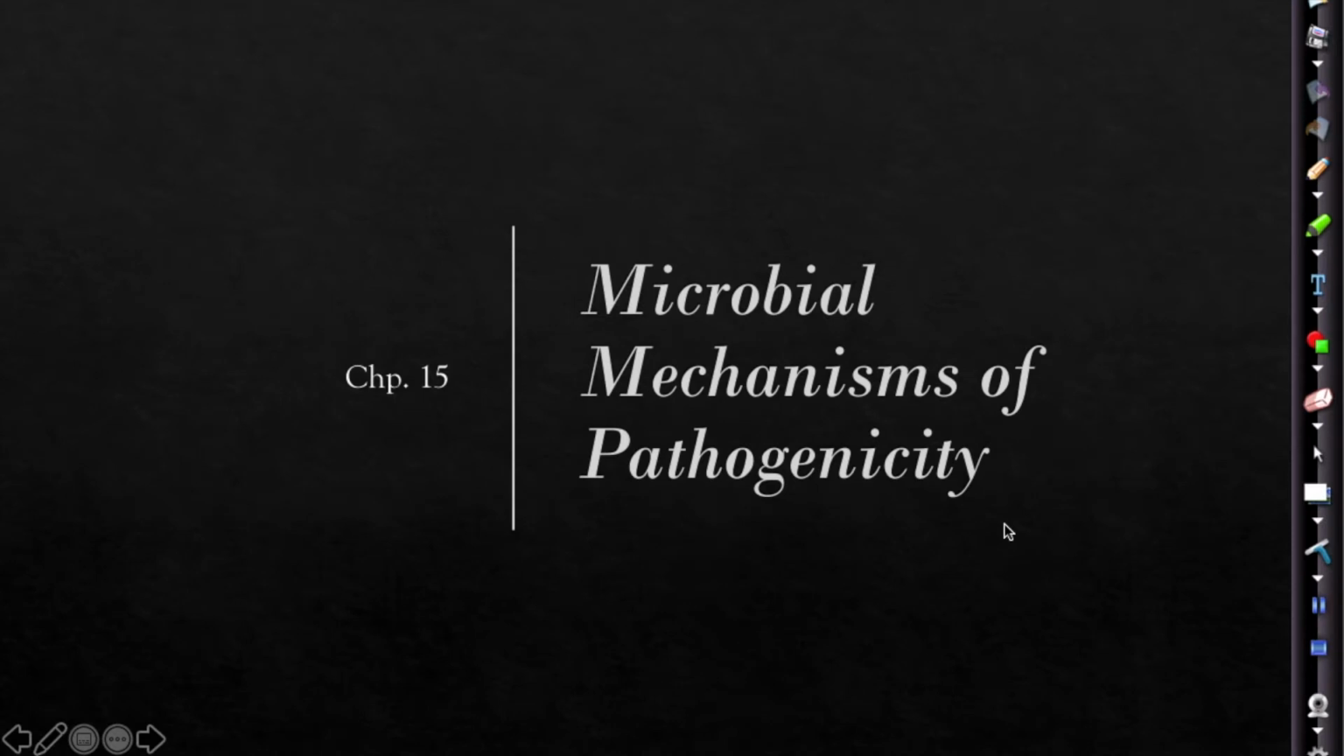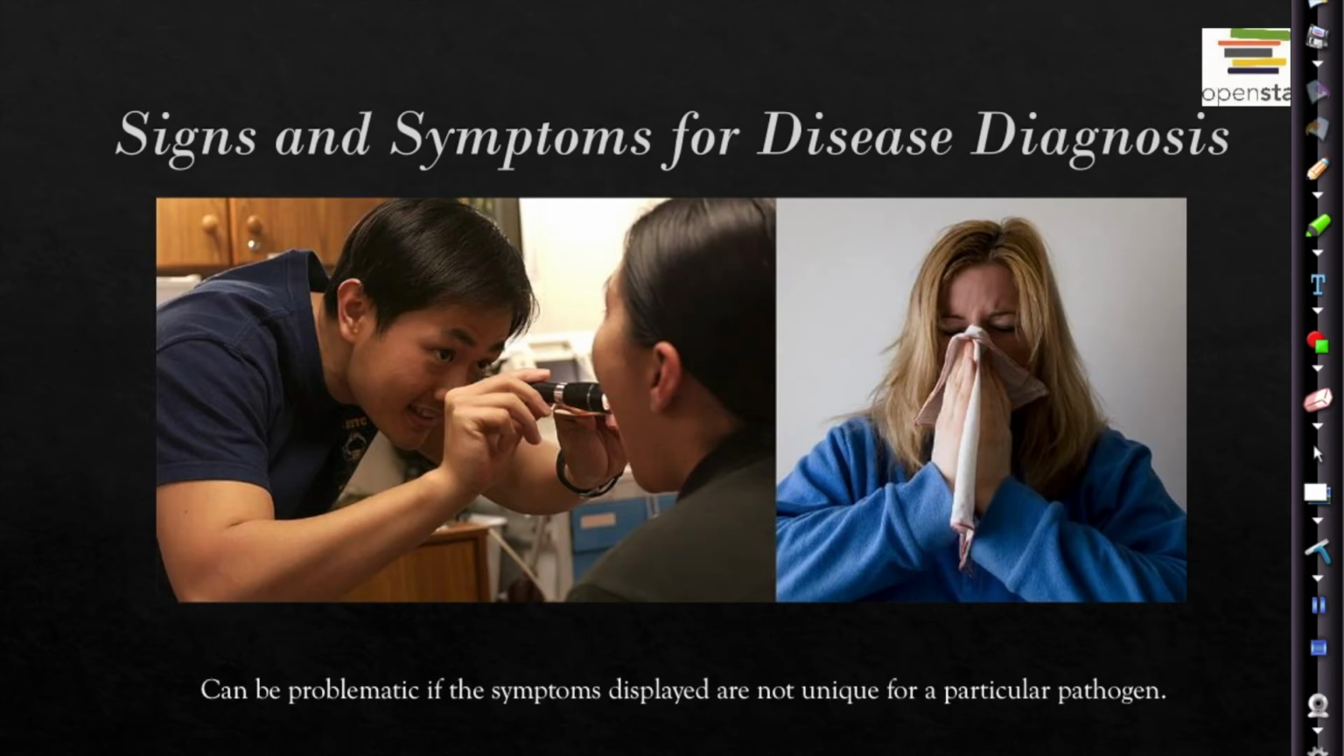Okay, today we're going to be talking about the microbial mechanisms of pathogenicity, Chapter 15 lecture. The signs and symptoms for a disease can be problematic if they are not unique for a particular pathogen. So this is why they try and make signs and symptoms as specific as possible for a particular type of pathogen.